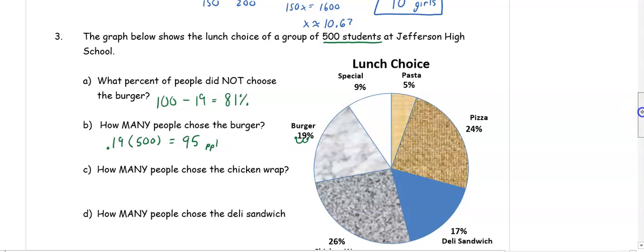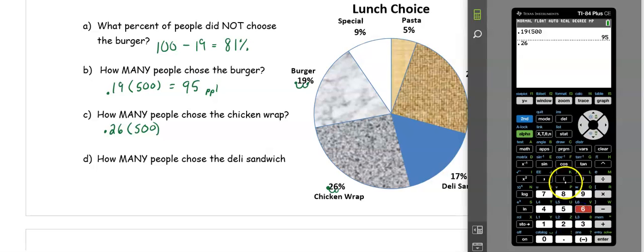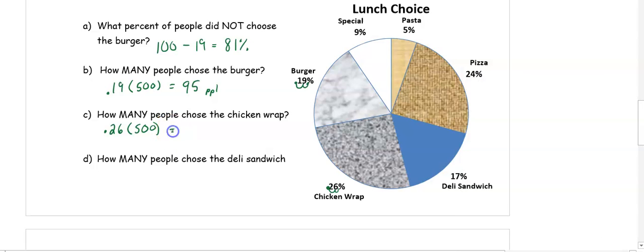How many people chose the chicken wrap? So the chicken wrap is 26%, which we can change into a decimal as 0.26 times 500. So 0.26 times 500. And that's going to be 130 people.